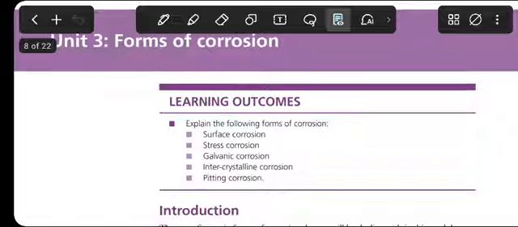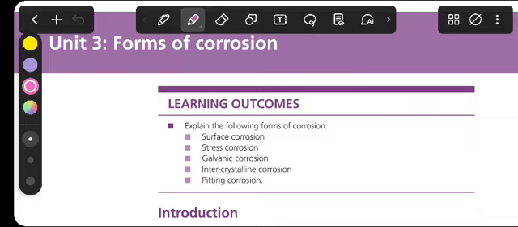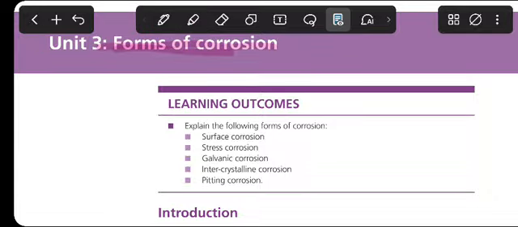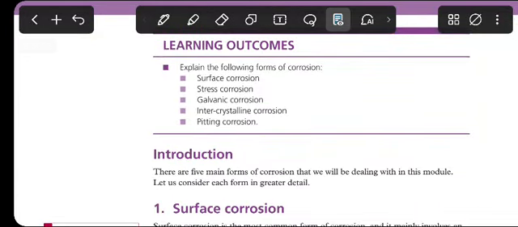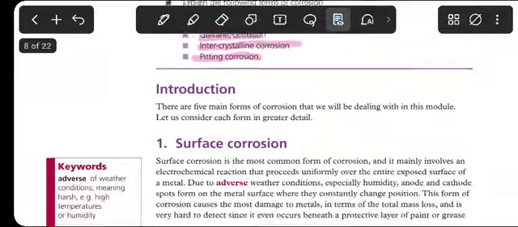Let's now check the forms of corrosion. In this learning outcome, we'll learn about surface corrosion, stress corrosion, galvanic corrosion, intercrystalline corrosion, and painting corrosion. They will ask you to name those forms.